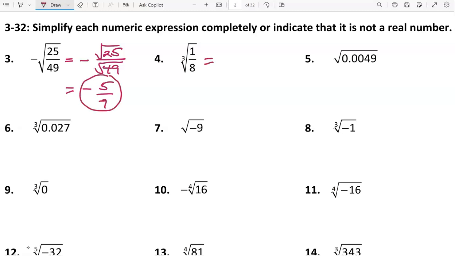We can do a similar process for a cube root. The cube root of 1/8 is the cube root of 1 divided by the cube root of 8, and that would be 1/2.